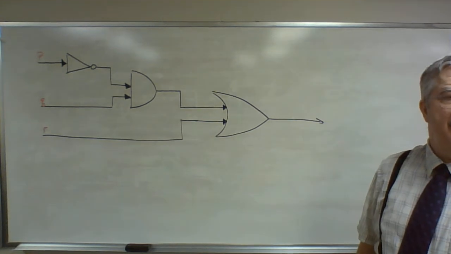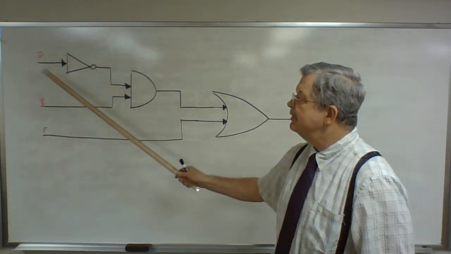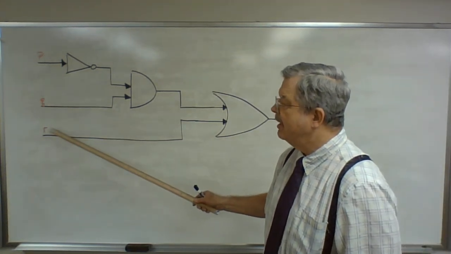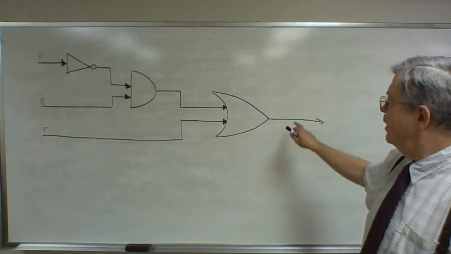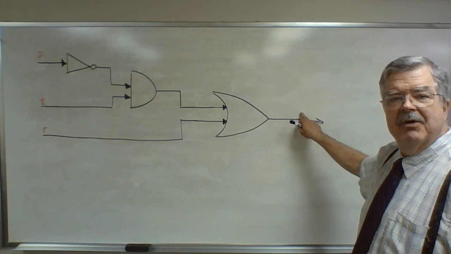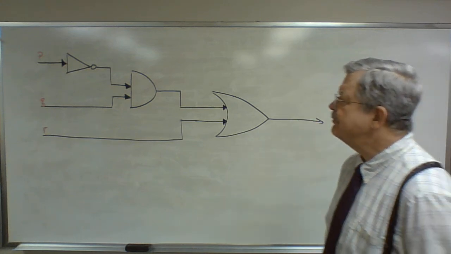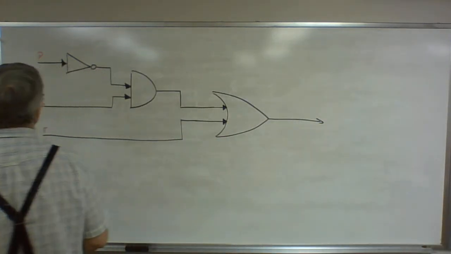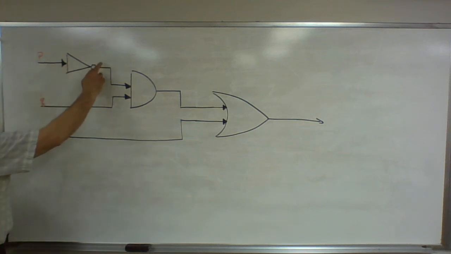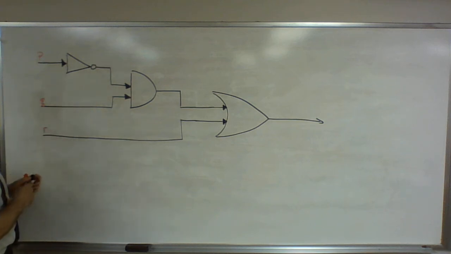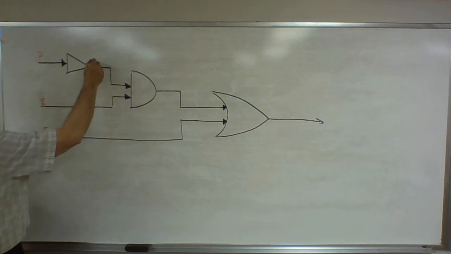Okay, here we have 3 input signals, P, Q, and R. And we want the output that's going to come right here. The first thing that happens is that P goes into an inverter. So what comes out the other side? If P goes into the inverter, the negation goes out, so this is not P.